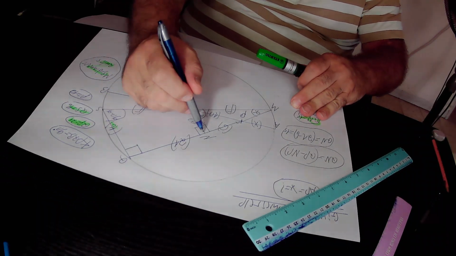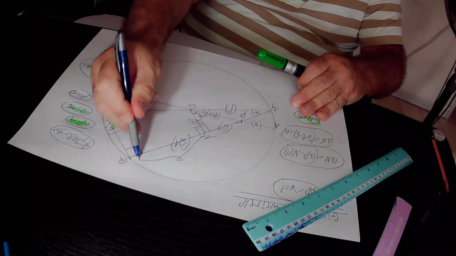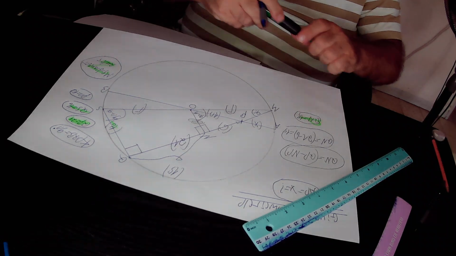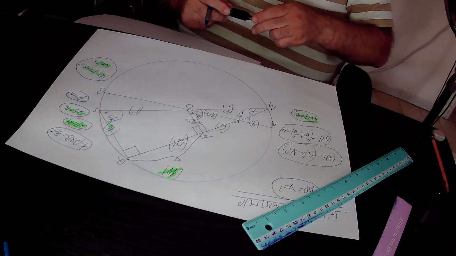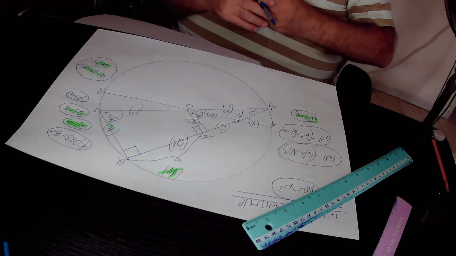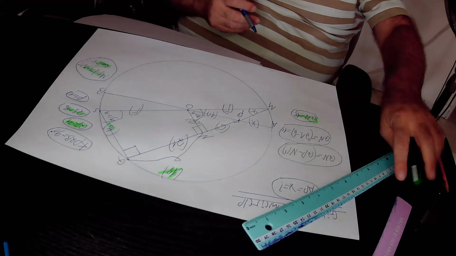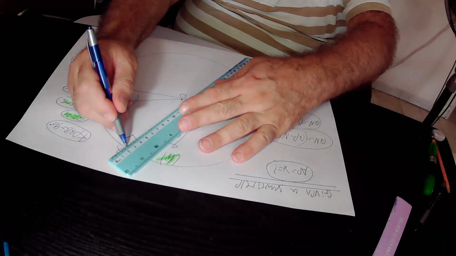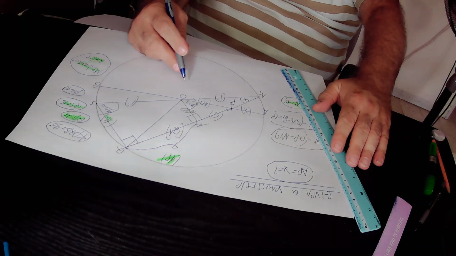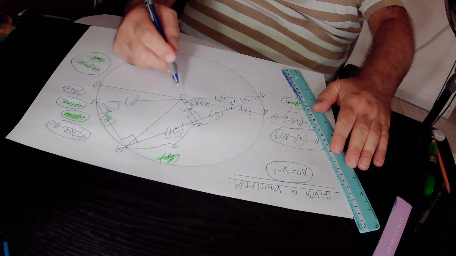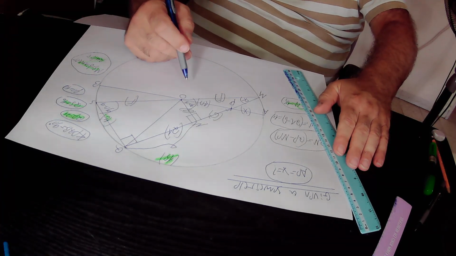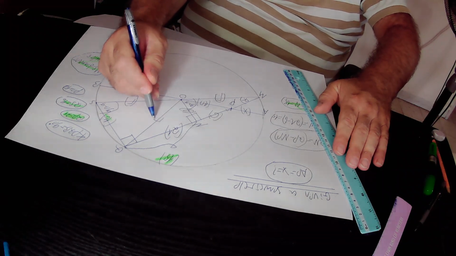This is the missing side QN, that is equal to 15 units in length. In the next step, I'll join points O and Q together by a straight line. Point O is the center of this circle, point Q is a point on the circle itself, therefore OQ is the radius of this circle. We define the radius as R, so OQ equals R.